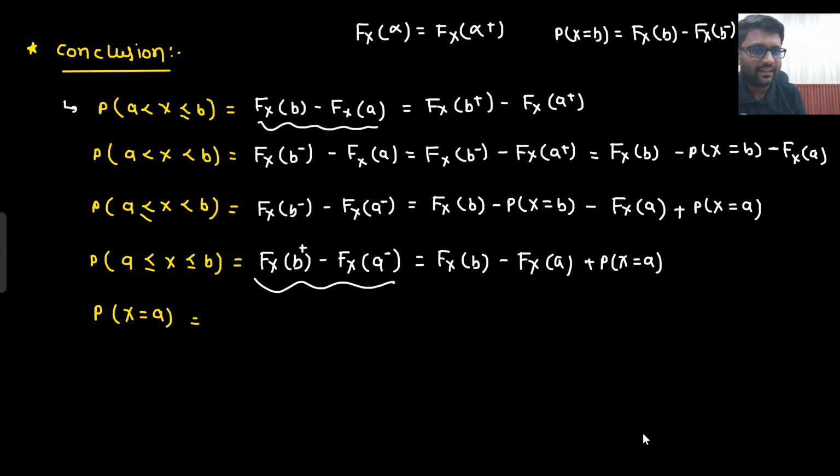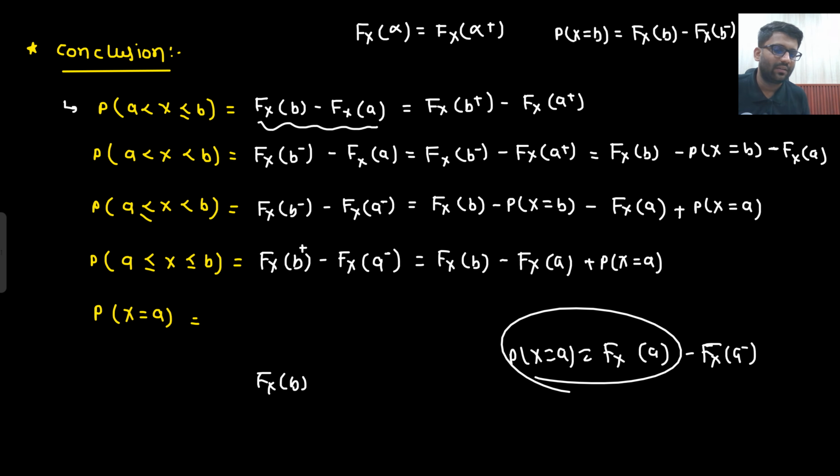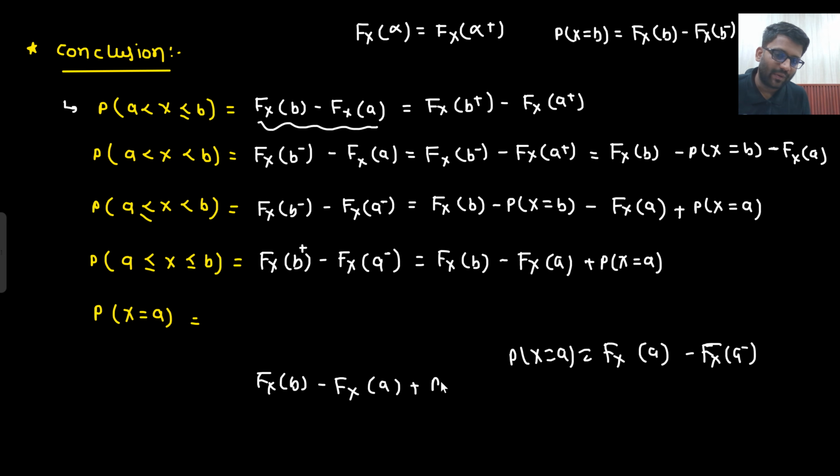This you will be able to write down very easily, right? Fx of b plus minus fx of a minus, very easily you will be able to write down, because on the higher limit there is no problem, on lower limit there is a problem. So this is what you can write down, and then you will think that probability of x equals to a is equals to fx of a minus fx of a minus. So fx of a minus would be equals to fx of a minus probability of x equals to a. So from here you will just put fx of a minus from here, right? And that would be equals to minus fx of a plus probability of x equals to a. So this particular answer you will get.